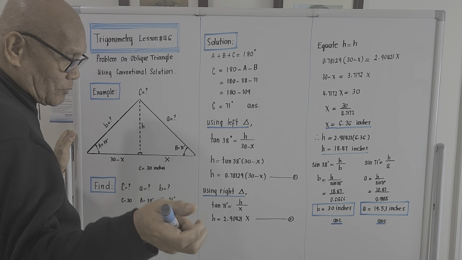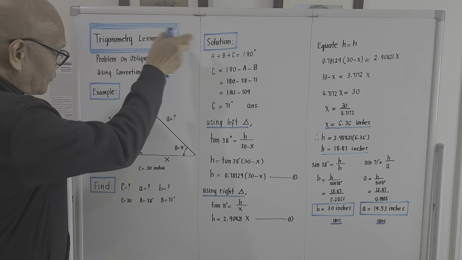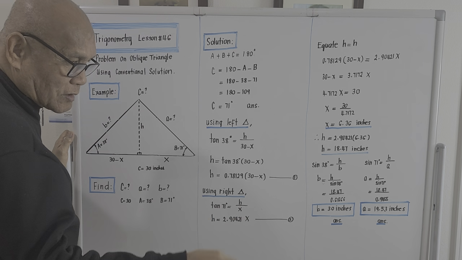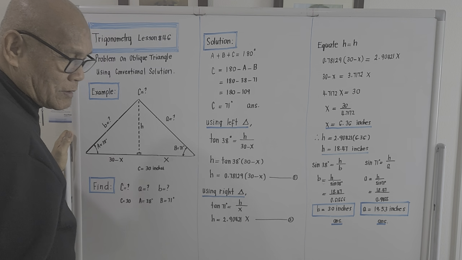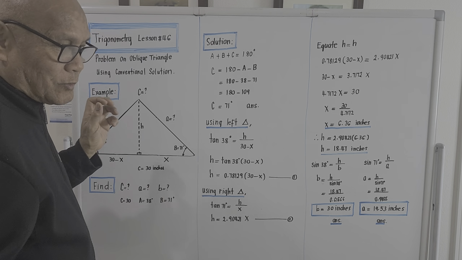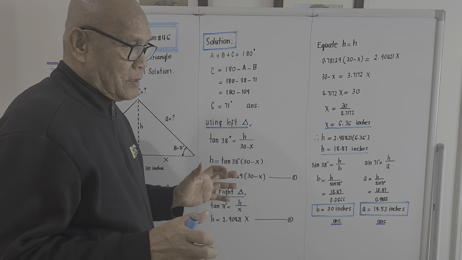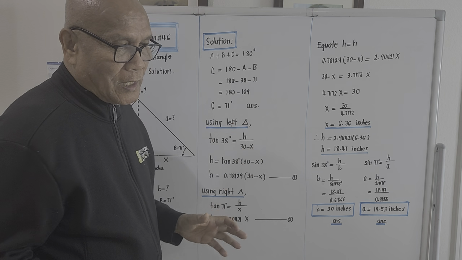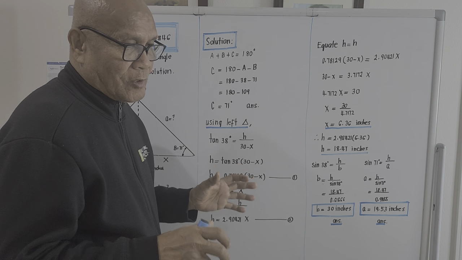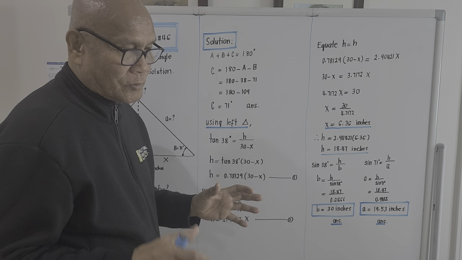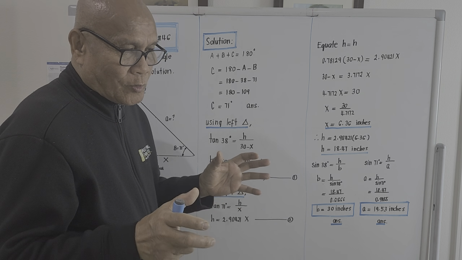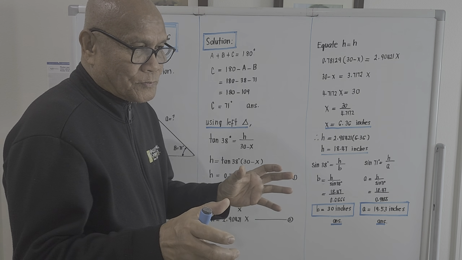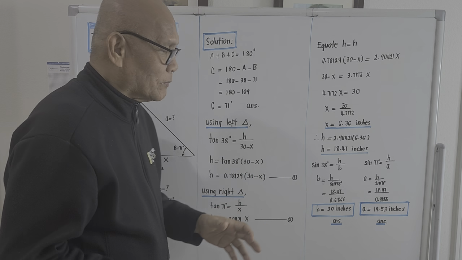The subject matter for this morning will be trigonometry, lesson number 46. This will be a continuation of the last lesson number 45, which is actually a problem on oblique triangles by using the so-called sine law. So for this morning, I will be presenting an alternate solution to the sine law solution, so we could verify if that sine law solution was actually correct or not. We will be solving the same problem.